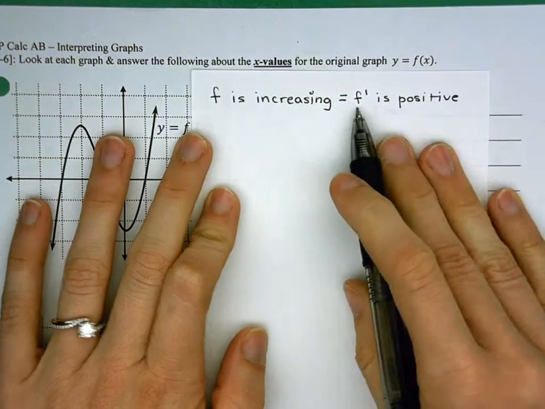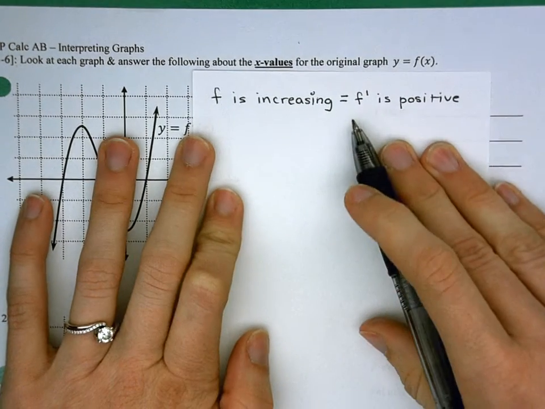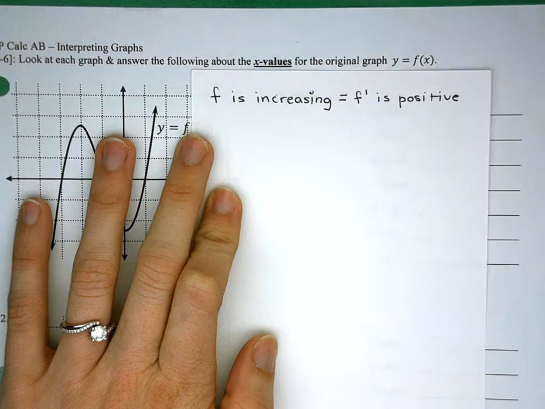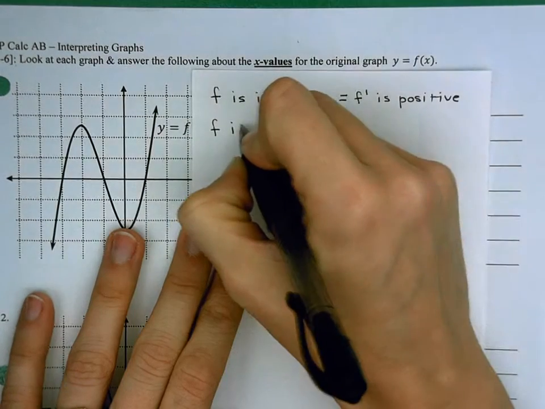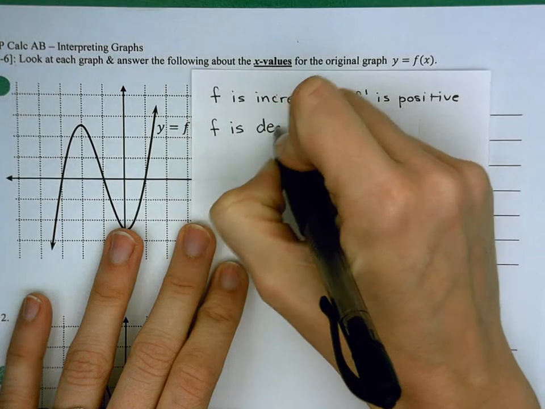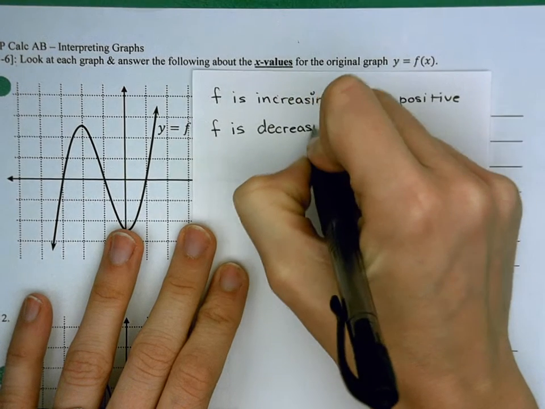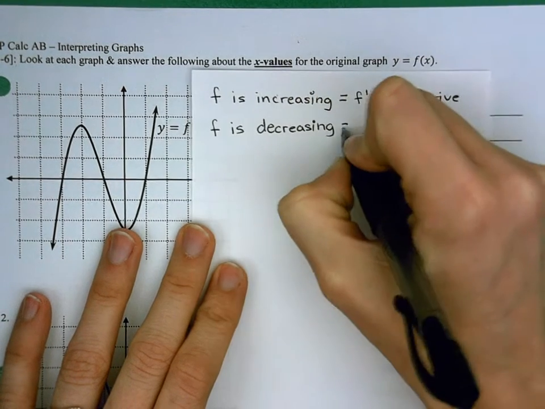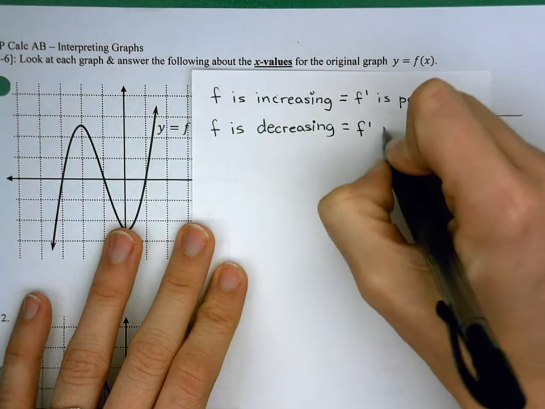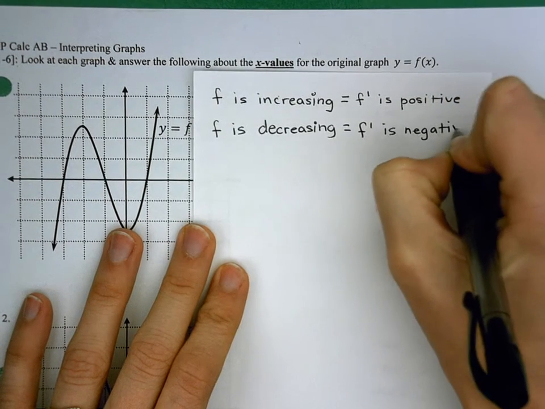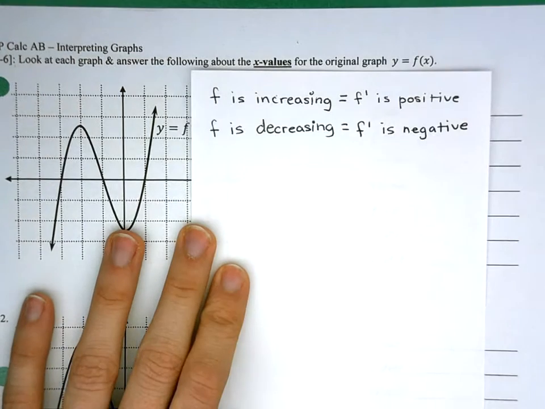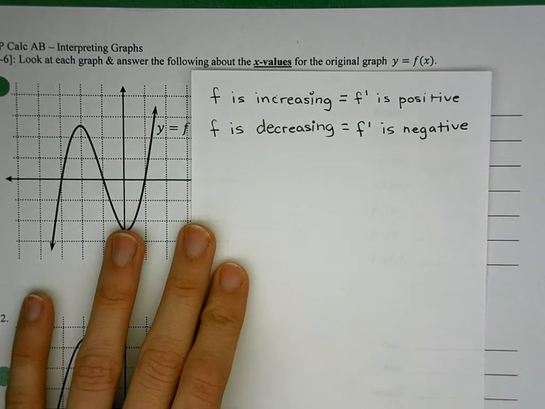Right? Because f prime, remember, is the derivative, it's the slope. When the slope of my function is positive, my graph is going to be going up. Okay? And then the opposite would also be true. F would be decreasing when f prime is negative. Okay? So we have f is increasing when f prime is positive, f is decreasing when f prime is negative.